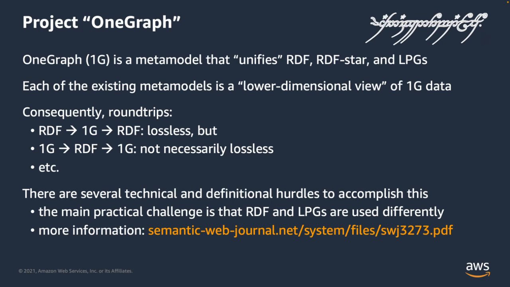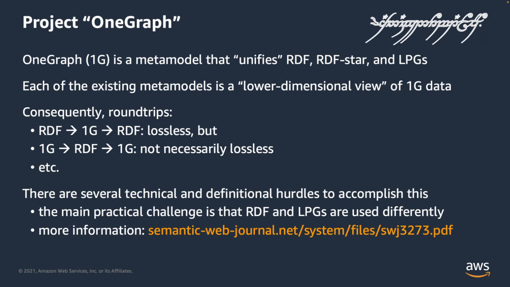Now there are a lot of technical and definitional hurdles for us to accomplish this. The practical challenge is that these two graph models are used differently. If you want to better understand the technical challenges, we have a paper in the Semantic Web Journal, which is a gallery of challenges. It doesn't have the final answer yet, but we're very close to having a publishable formal definition of OneGraph, which we will do. We don't think we should keep this to ourselves.